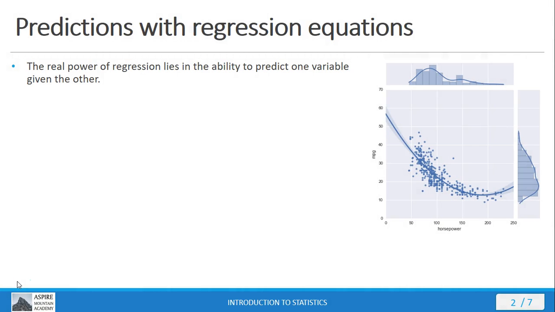All this stuff that we're talking about with linear regression is not so that we can look cute. The real power of regression lies in the ability to predict one variable given the other. And the predictive ability of your model can be so accurate. If you get some good data and you get it right, the predictive abilities of these regression equations are just out of this world, amazing.